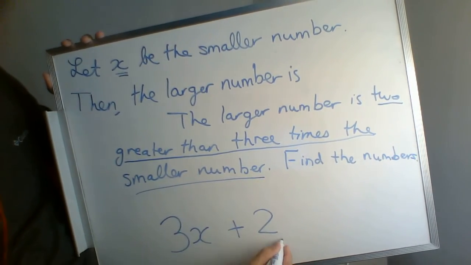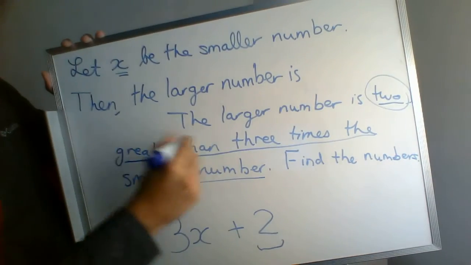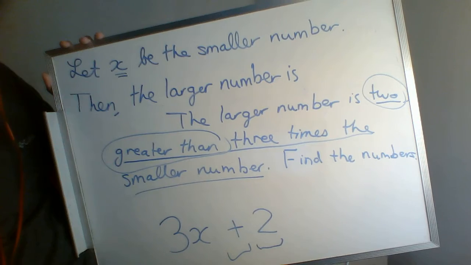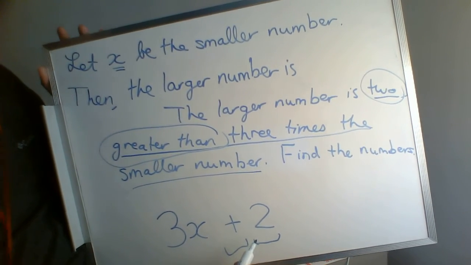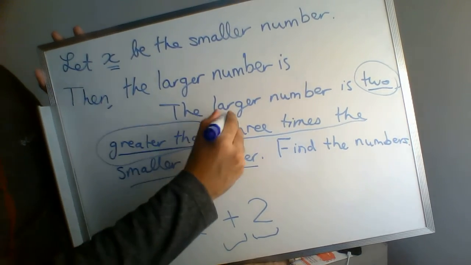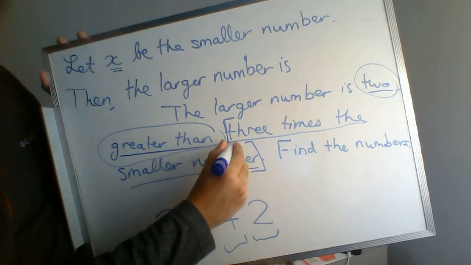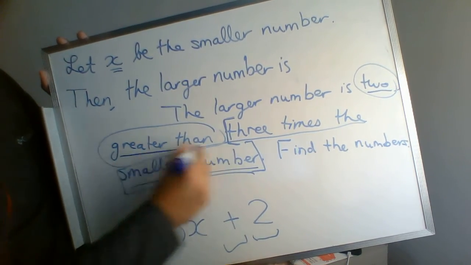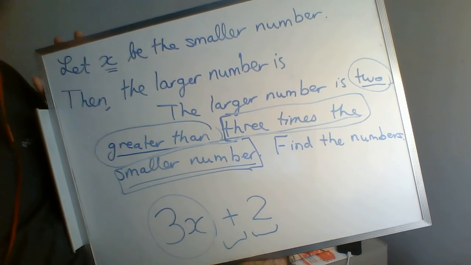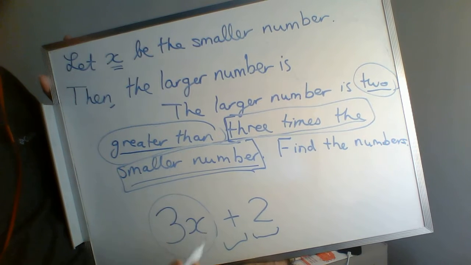It's 2, so we have the 2 here, that's this 2 right there, greater than, so it's bigger than something, so it's going to be something plus 2. So that's where we have this plus sign and this 2 coming into play. So it's 2 greater than something, and what is that something? That's this right here. It's 3 times the smaller number. So this whole thing in here, this 3 times the smaller number, is this 3x over here, right? So it's 2 greater than 3 times the smaller number.